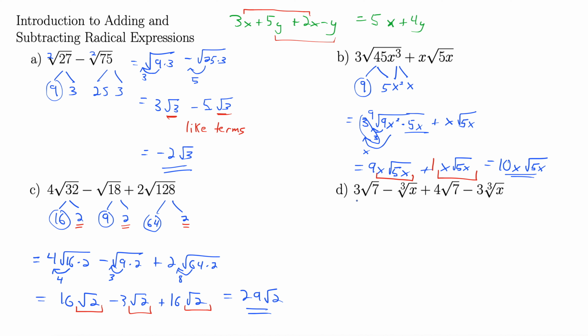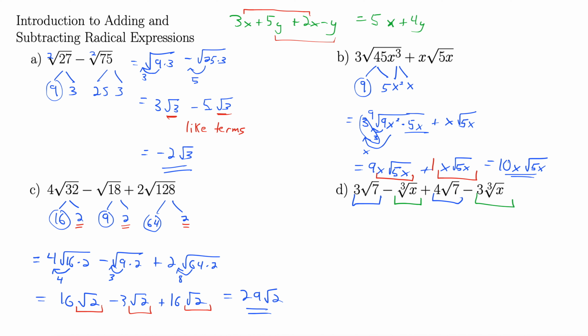Let's try D. 3 rad 7 minus cubed root of x plus 4 rad 7 minus 3 cubed root of x. Okay, so the point of D is just to show that we don't always have all the terms being like terms. Here we have 3 rad 7 and that goes with 4 rad 7, but there's no way to combine those two with cubed root of x and 3 cubed root of x. So in this example we have two different kinds of terms.